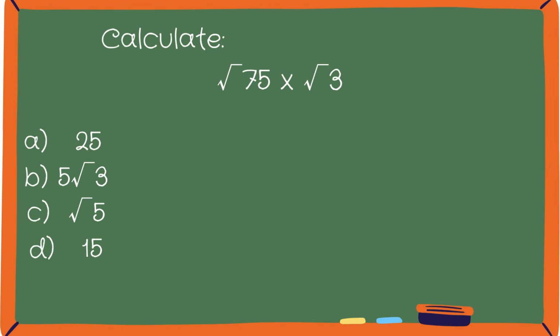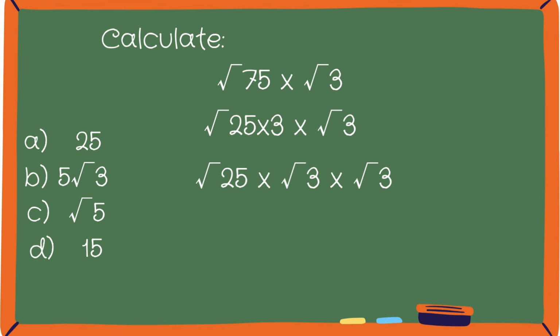Look, the idea is to transform this root into something easier, something more friendly. And I'm going to do it in the following way. This square root of 75, I'm going to place it as the square root of 25 multiplied by 3, because 25 multiplied by 3 is 75, so it's the same thing. I'm going to rewrite here. Very well. Now I'm going to apply the following rule, that the square root of a product is equal to the square root of each factor. That is, the square root of 25 times the square root of 3 times the square root of 3.